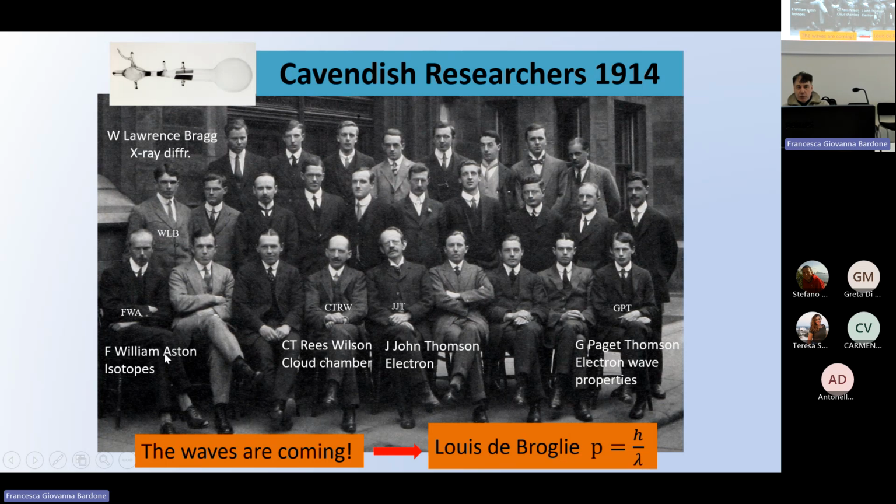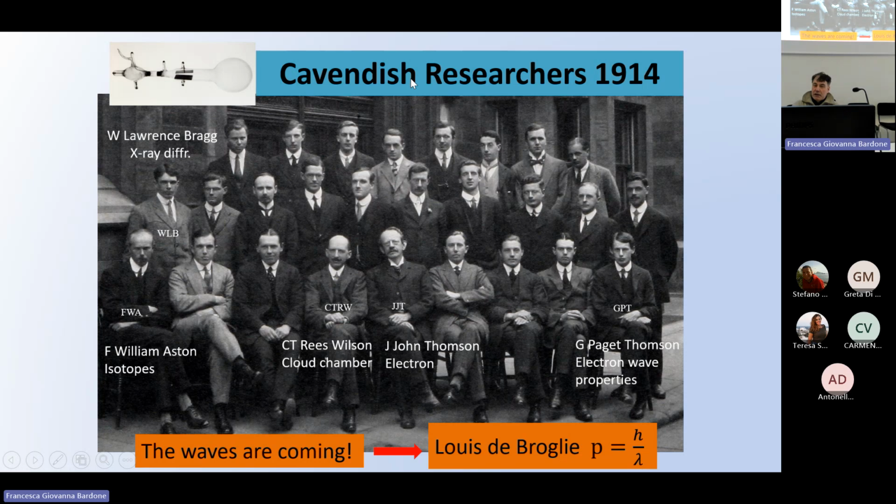This is William Aston, who discovered the isotopes. This is the very young William Lawrence Bragg, for X-ray diffraction. And this guy is Paget Thomson, for the electron wave properties. So why do I use this slide? Because in this year, the waves are coming.